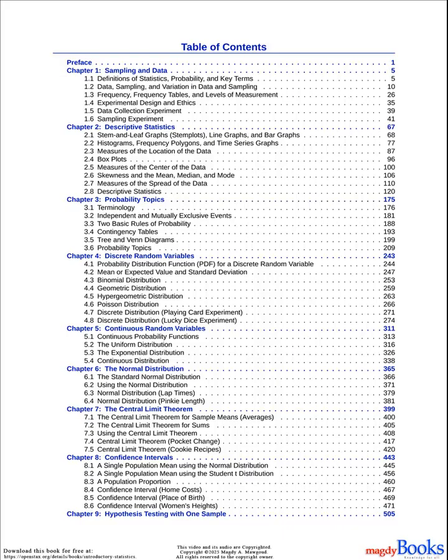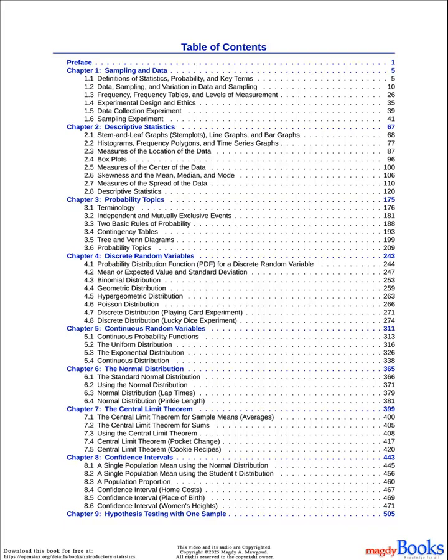Frequency tables, and levels of measurement. 1.4. Experimental Design and Ethics. 1.5. Data Collection Experiment. 1.6. Sampling Experiment. Chapter 2. Descriptive Statistics.